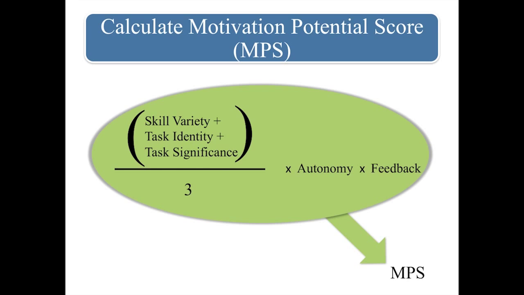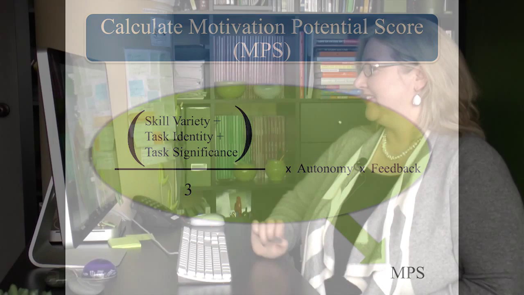The actual math that is predicted behind the motivational potential scale, the MPS, is that you add skill variety, task identity, and task significance and divide by 3, and then you multiply that by autonomy and feedback. So by definition, autonomy and feedback are more meaningful or have a higher ability to influence the MPS.